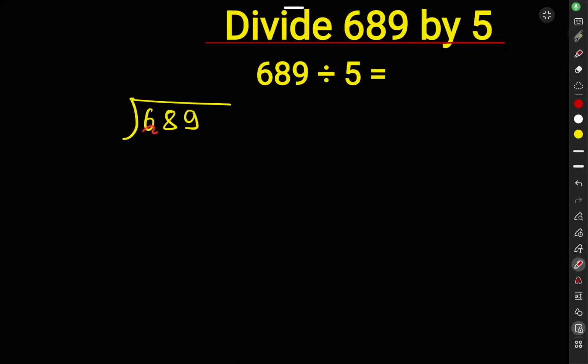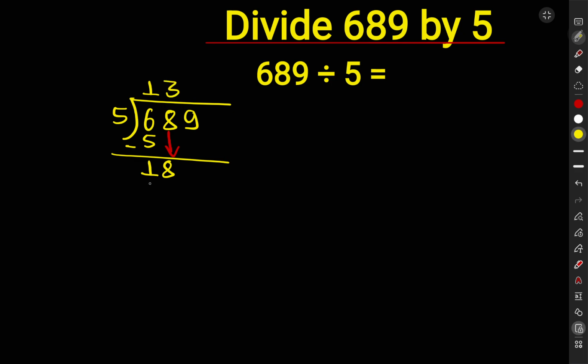Here we divide 689 by 5 in long division method. 5 times 1 is 5. On subtracting we get 1. So now we put down this 8 and it is 18.